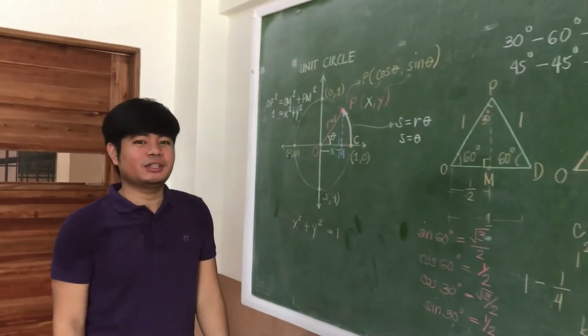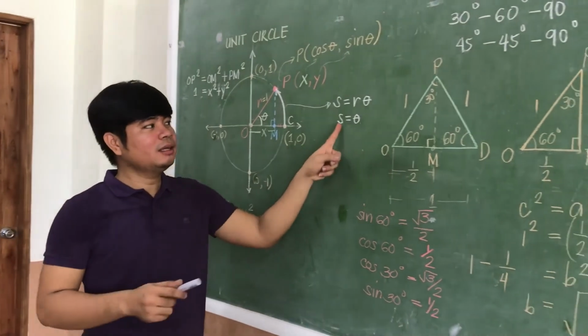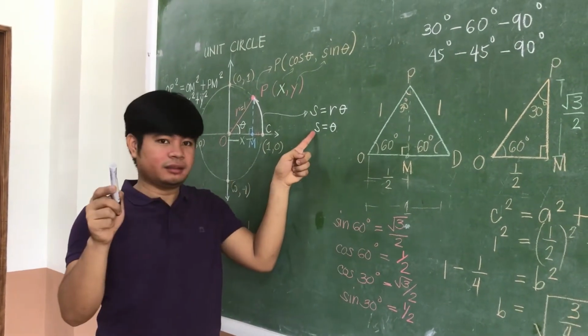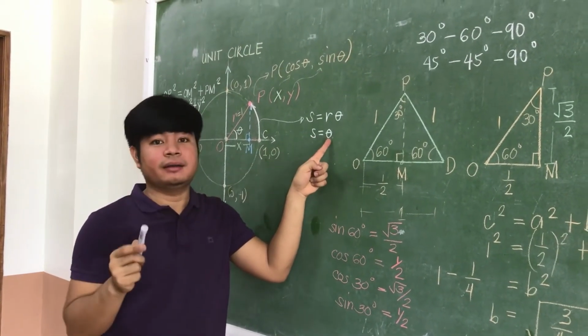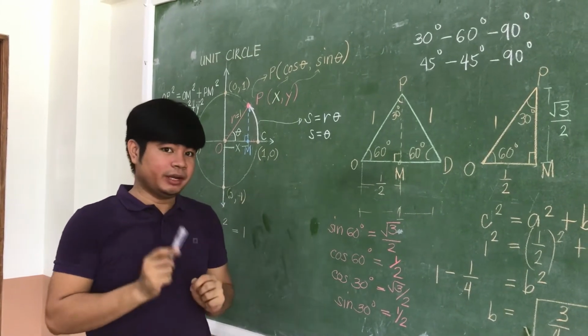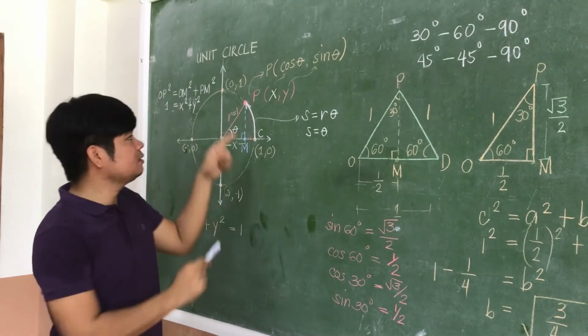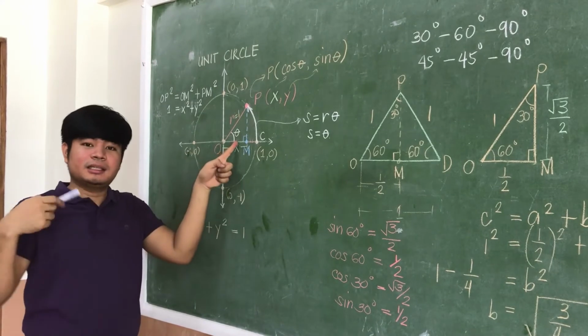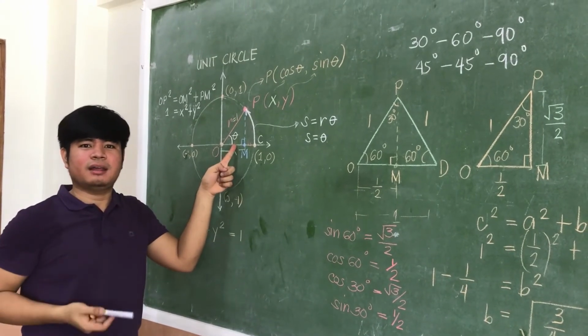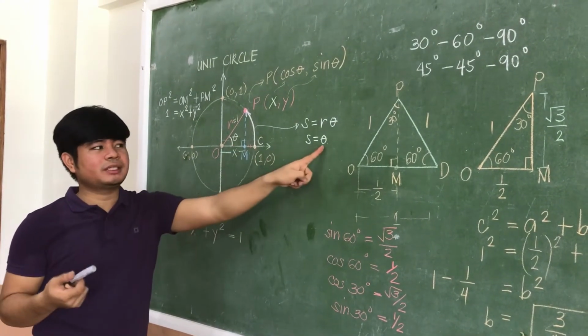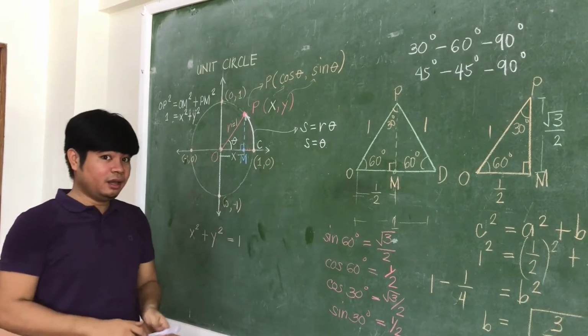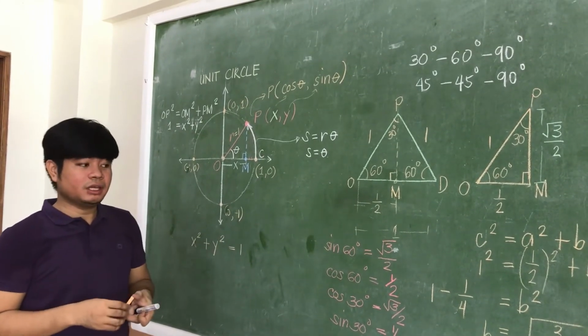Going back to the illustration a while ago, we say that S, or the arc length, is equal to theta here, and theta must be a radian measure. However, since the radius is 1, it does not give any effect in the arc length. So the radian measure representing theta is also the arc length. And what is the implication?